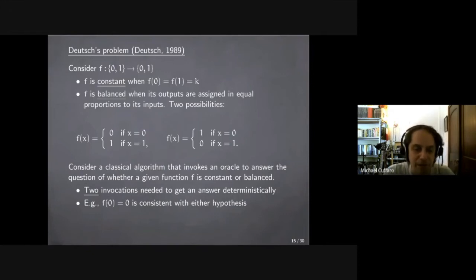If, for example, I applied the function to 0 and it gave me 0, then that bit of evidence is going to be consistent with either the identity or the bit flip hypothesis. In order to determine which hypothesis is the correct one, I need to run it again. So you need 2 invocations of the oracle in the classical case.